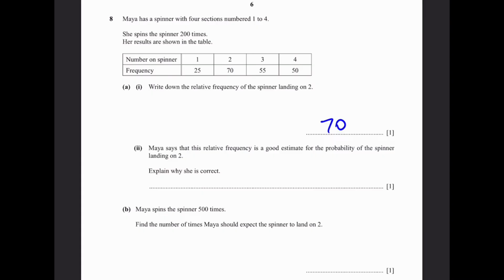Part 2. Maya says that this relative frequency is a good estimate for the probability of the spinner landing on 2. Explain why she is correct. Well, since she has done this using an actual experiment with a large number of trials, we can see that her frequency is a good estimate. So the large number of trials in the experiment. That's the answer.